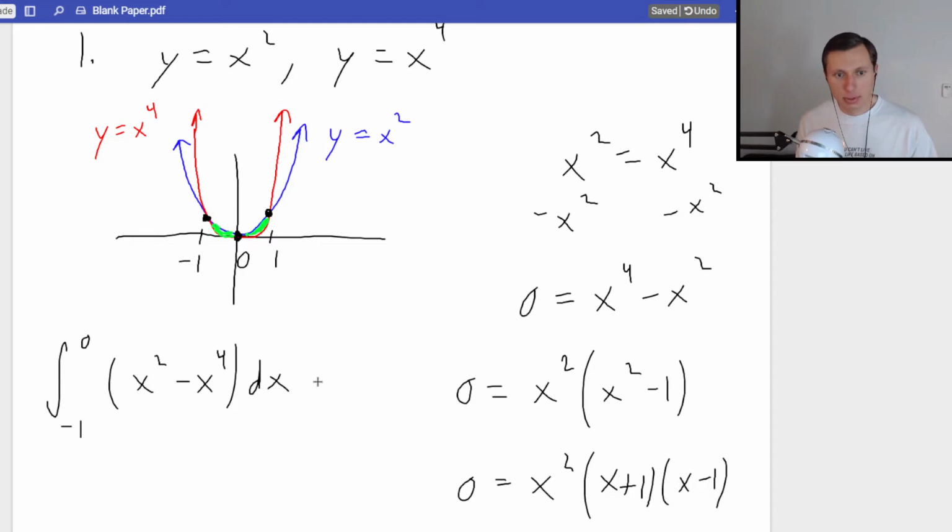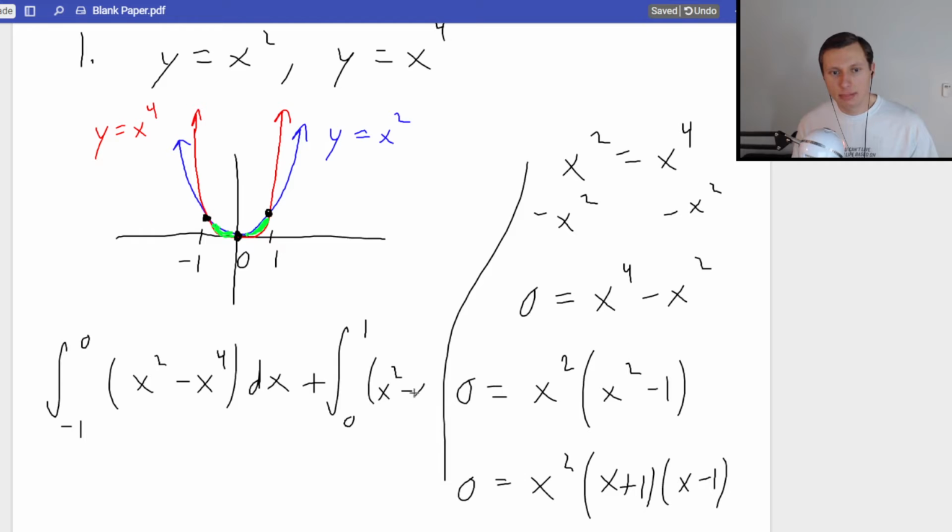Okay. Plus, my second integral is going to be the integral from 0 to 1. Those are my second set of x points. And that's going to be the top function. Again, it's x squared minus x to the 4th. That's supposed to be a 4. And then I ran out of room, but put dx there as well. Okay, any questions so far now?